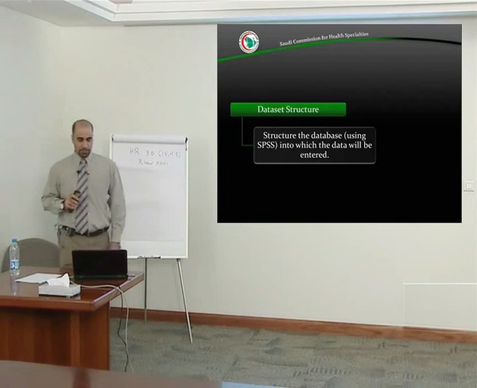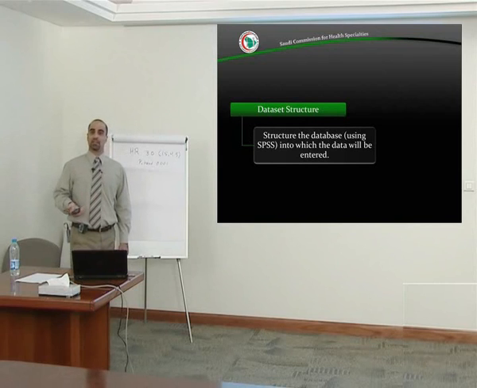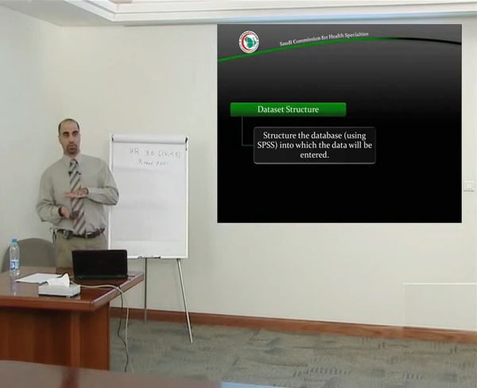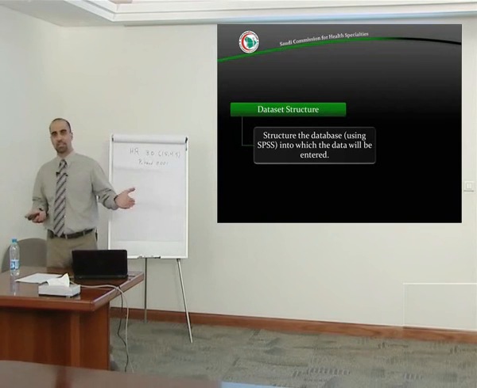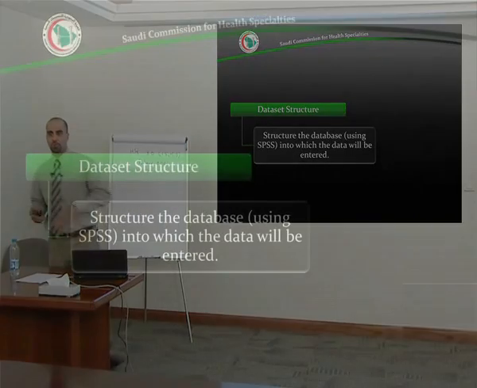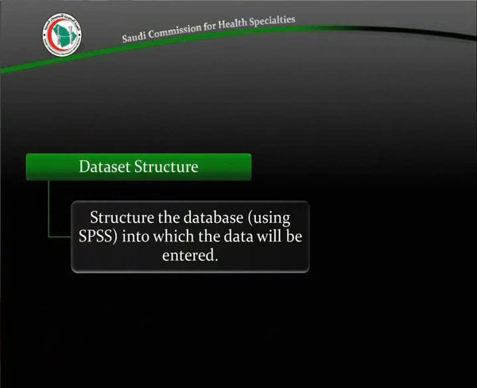Now, once you collect the data, you have the data on paper. The next part is to transfer this data from the paper to the computer. How do we do that? I have to first structure the data set. What do I mean by structuring the data set? When I want to enter information into the computer, I have to tell the computer, if I enter 1 in this place, it means that the patient is a male. If I enter 22 in this place, it means that the age is 22.